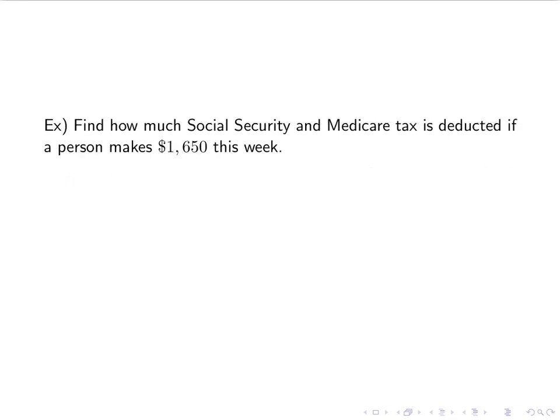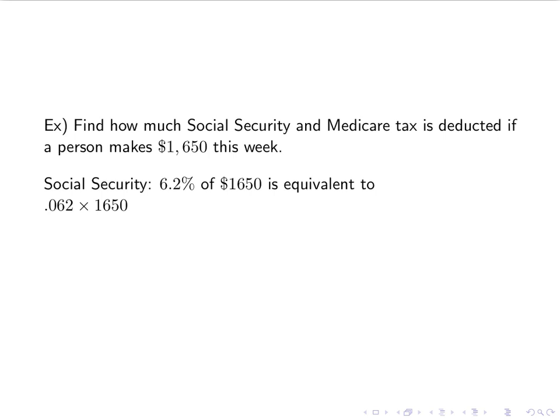So let's find how much Social Security and Medicare tax is deducted if a person makes $1,650 this week. So Social Security is 6.2% of $1,650. So it's a basic percent problem. So 6.2% as a decimal is 0.062. We multiply that by $1,650 and we get $102.30. So you can remember it's dollars. So make sure you're always rounding to the nearest hundredth.